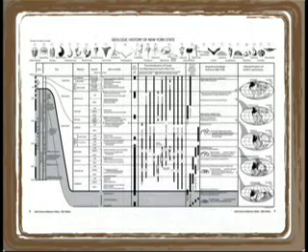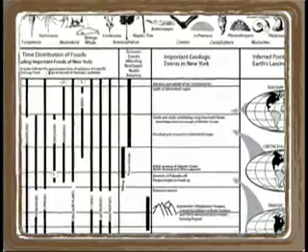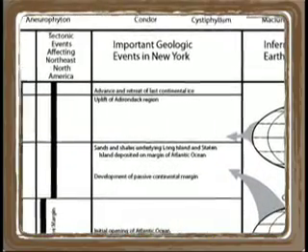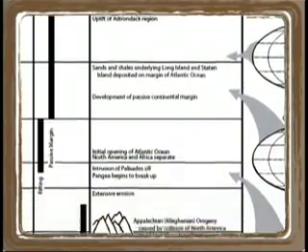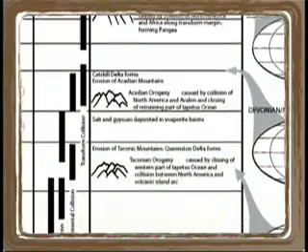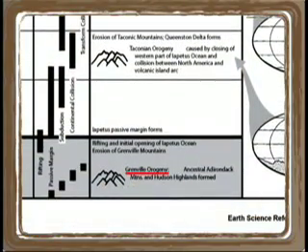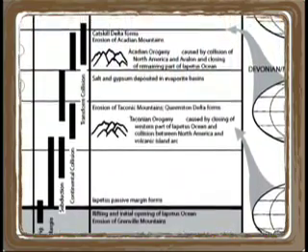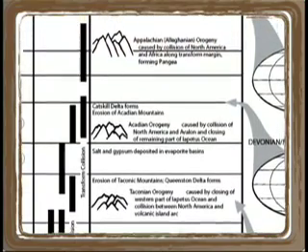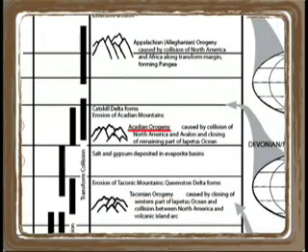As you make your way across to page 9 of the reference tables, you see important geologic events in New York State. Down at the very bottom, something that happened in the Precambrian era, we have the Grenville orogeny. That's when we had the uplift of the ancestral Adirondack Mountains. As you go further up through the Paleozoic era, we have the Taconian orogeny, the Acadian orogeny, and the Appalachian orogeny. These orogenies are mountain building events.